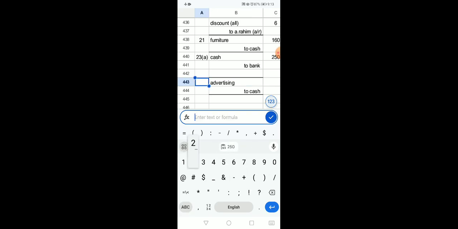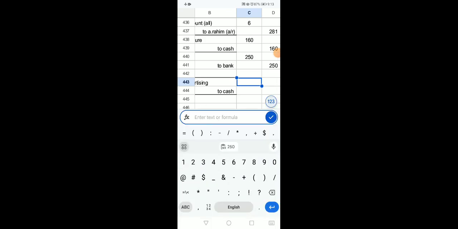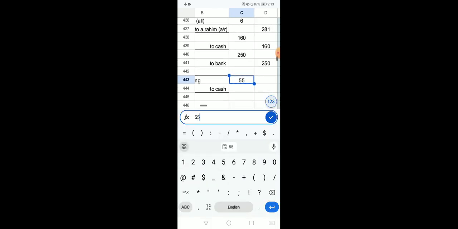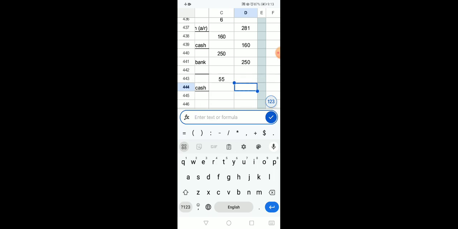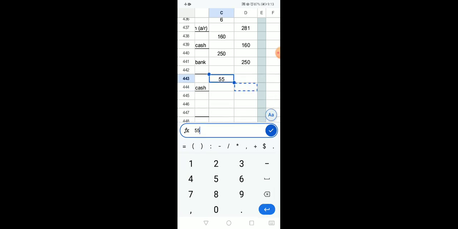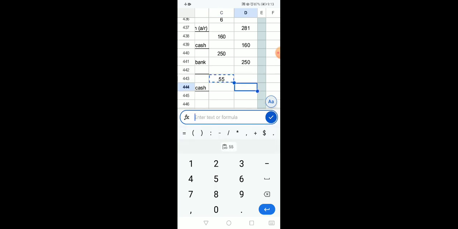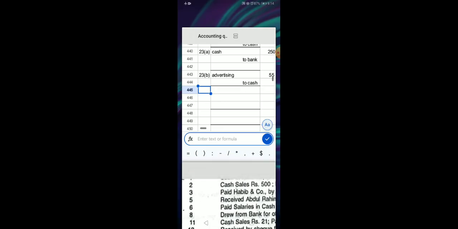This was 23B. We should have mentioned the date first. How much amount is being paid for advertising? That is 55. So you will mention 55 on the debit side, and the same amount you are supposed to write on the credit side. So here you are going to write 55. In this way, entry number 23B is completed. 23 had two parts. Both parts are completed. Next is 24.